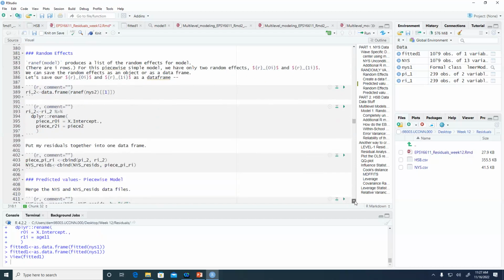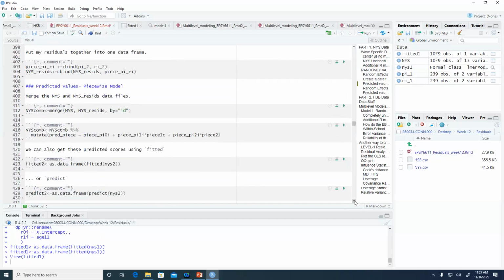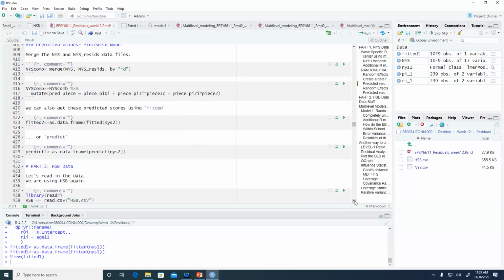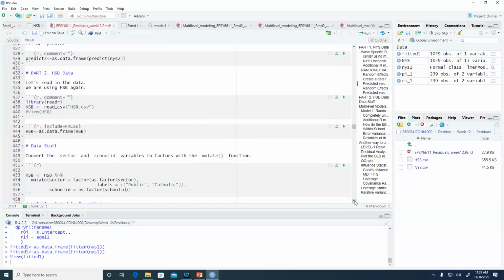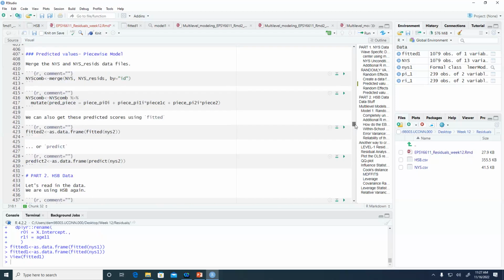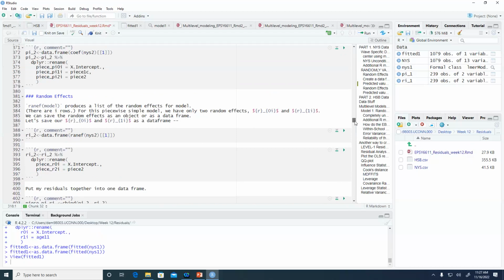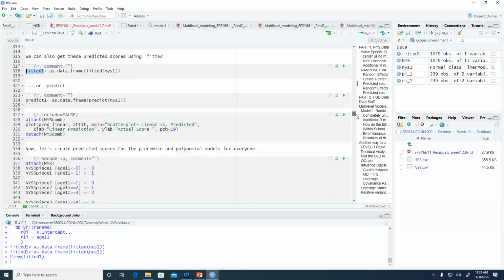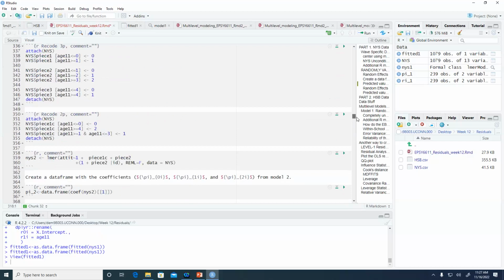Okay, we talked about random effects and putting them in one data frame. So you could get predicted values. You know how to get predicted values in other ways as well. Well, actually, maybe I will show that. Let me go back here. Okay, let's run these. I will show you how to do this.